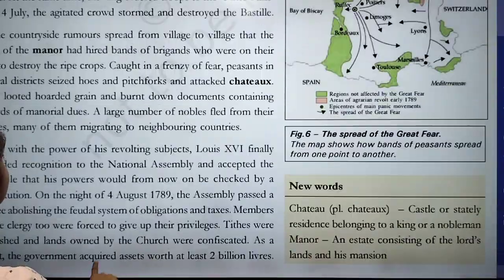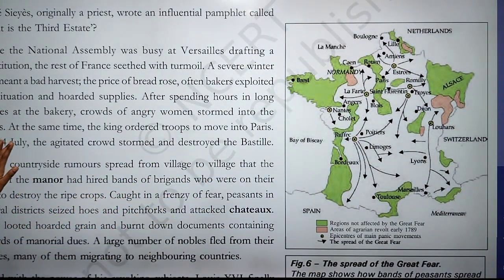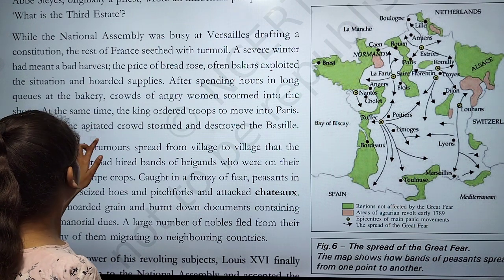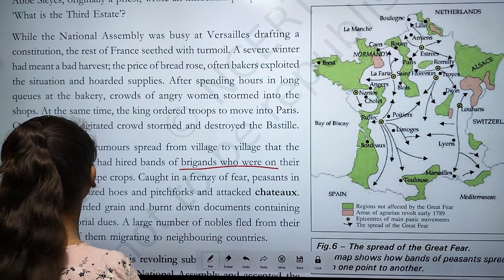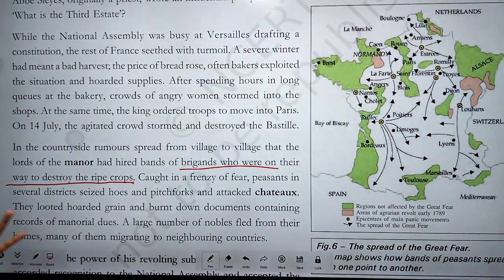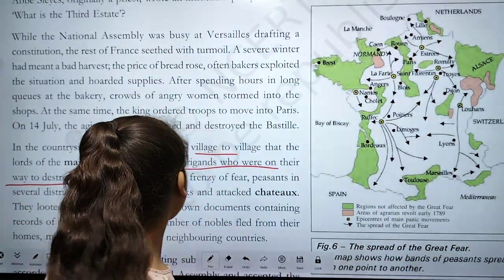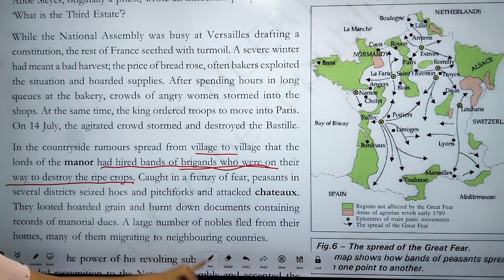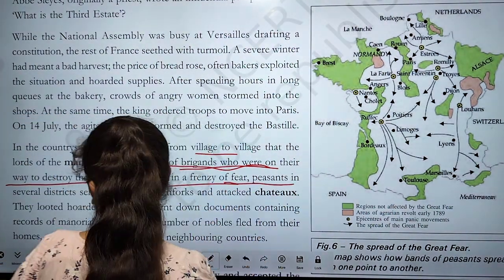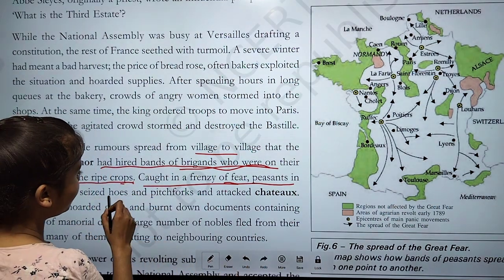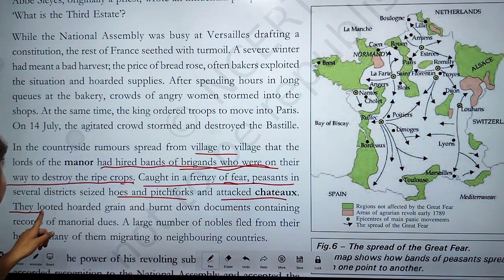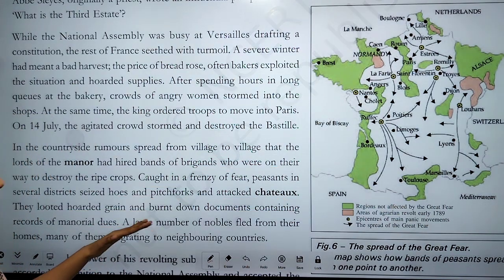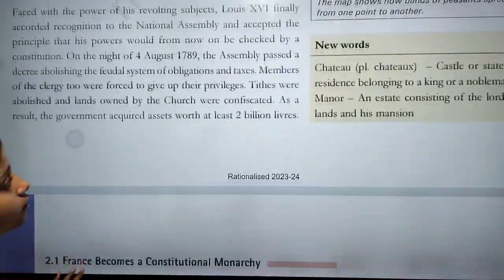Now in the countryside, rumors spread from village to village that the lords of the manors had hired bands of brigands who were on their way to destroy the ripe crops. Caught in a frenzy of fear, peasants in several districts seized pitchforks and staves, looted hoarded grain, and burned down documents containing records of manorial dues.